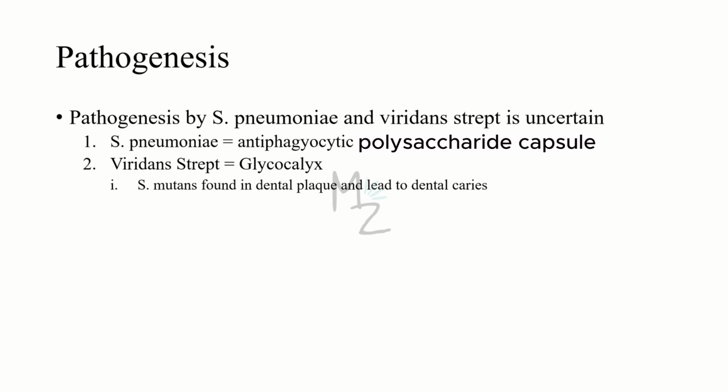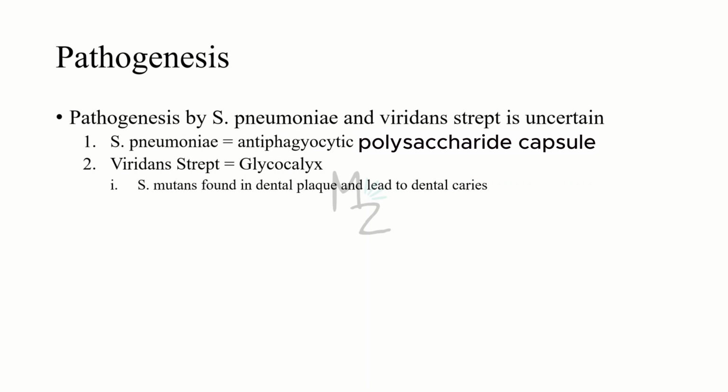Pathogenesis by Strep pneumoniae and viridans strep is uncertain, as no exotoxin or tissue-destructive enzymes are released by them. The main virulence factor of Strep pneumoniae is its antiphagocytic polysaccharide capsule. Many of the strains of viridans streptococci that cause endocarditis produce a glycocalyx that enables the organism to adhere to heart walls. One of its types, Strep mutans, is found in dental plaques and leads to dental caries.